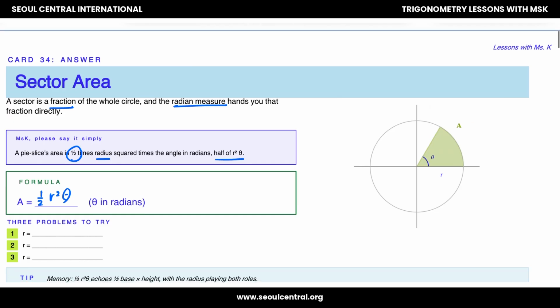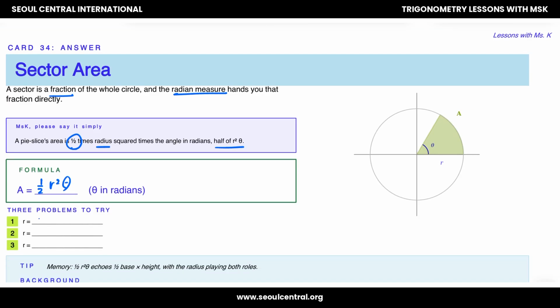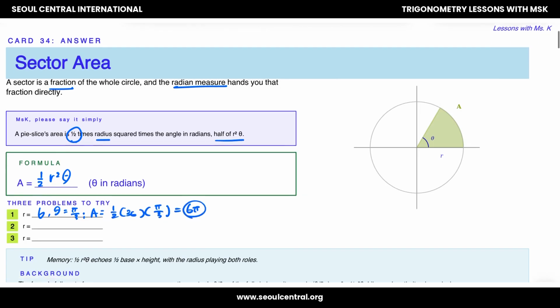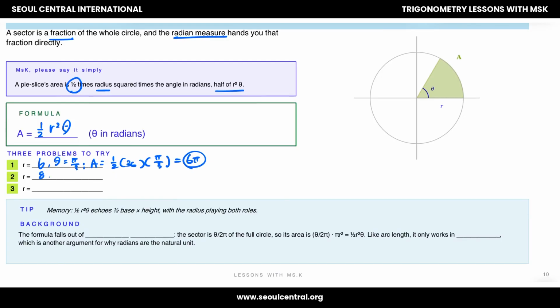3 problems to try. Number 1, radius is 6, theta equals pi over 3. So by plugging in these values into the area formula, we get area equals 1/2 times 36 times pi over 3, which is equal to 6 pi. Number 2, radius equals 8, theta equals pi over 4. So the area formula is 1/2 times 64 times pi over 4, which gives us 8 pi.